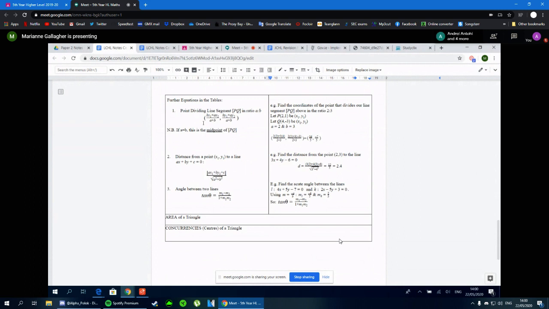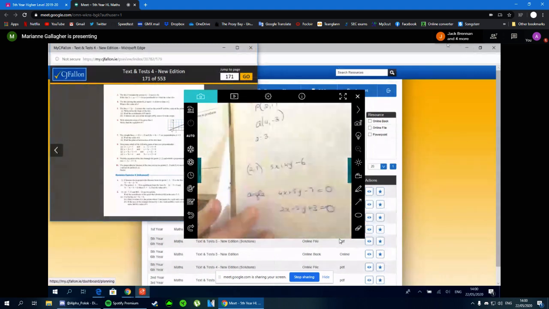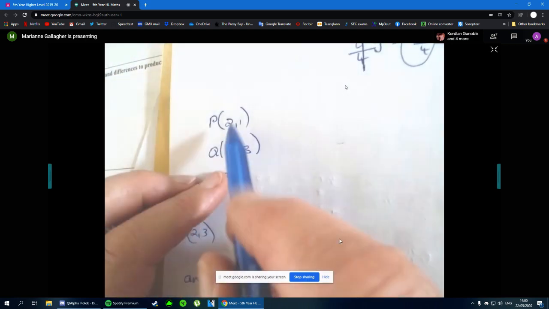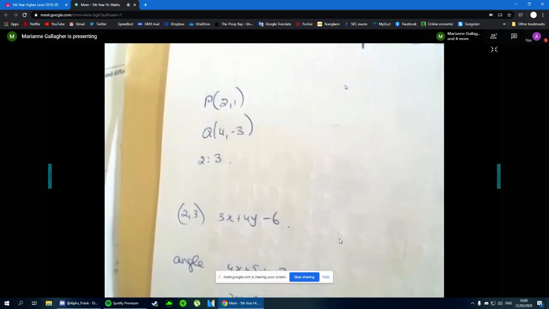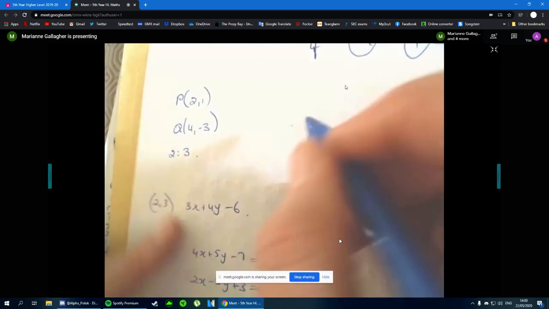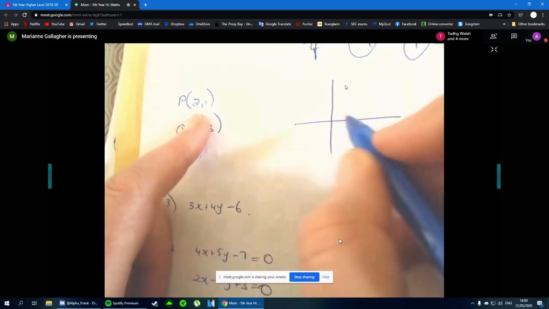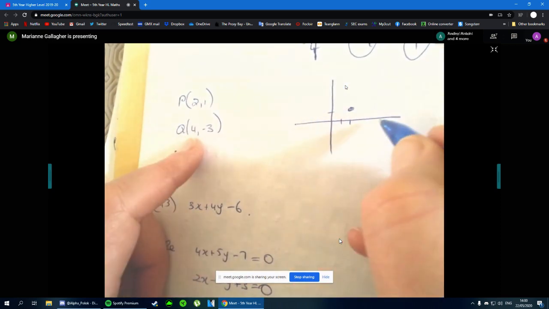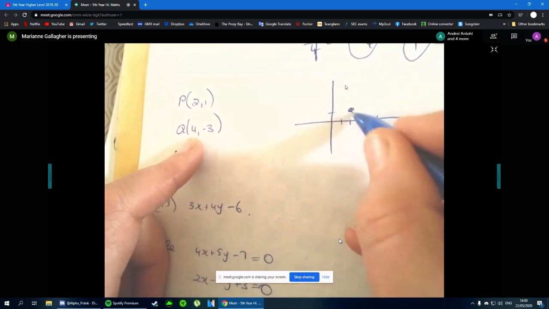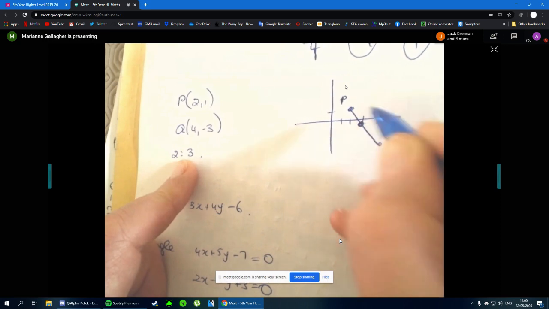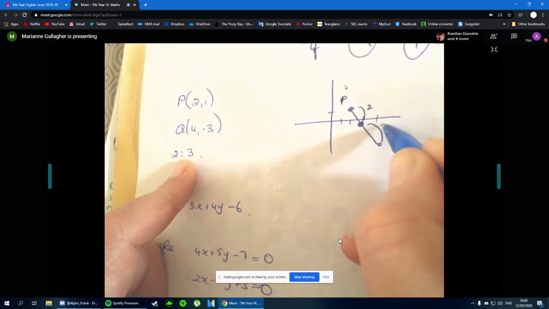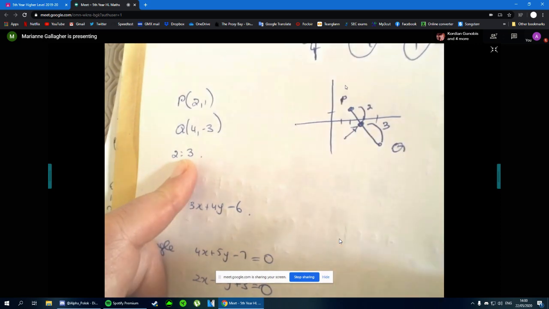Okay, so these formulas here really are the ones you want to focus on for the test, okay? So I'll go through an example of each of them. So if you have 2 points, P and Q, and you want to find a point that divides that line segment in a certain ratio, you could do a quick sketch. P is 2, 1, and Q is 4, minus 3, so that's down here. And we want to find a point that divides that in the ratio 2 to 3. So this distance from here to here would be 2, and from here to here would be 3, and we want the coordinates of this point here, okay?